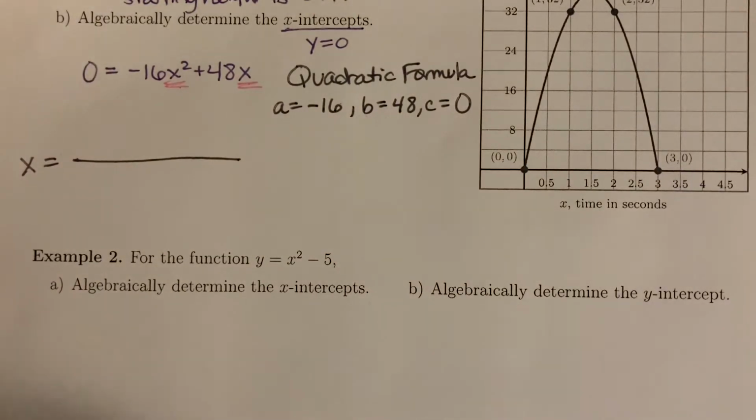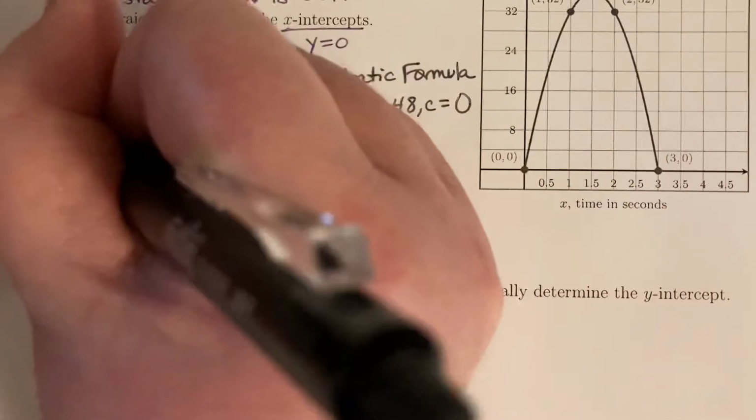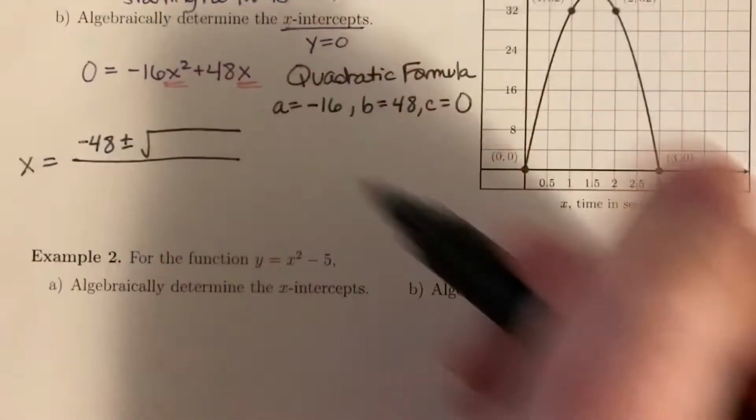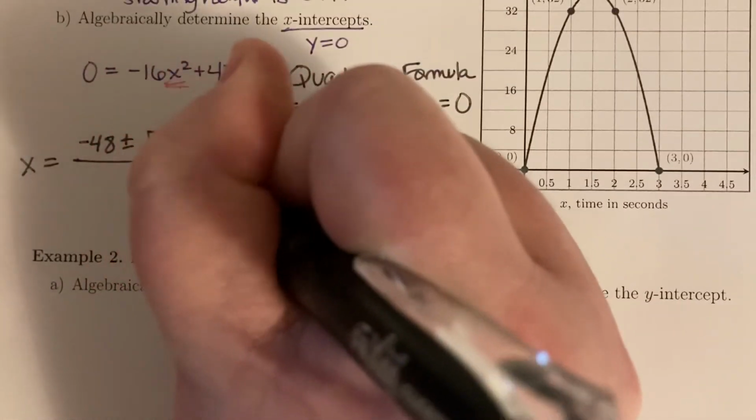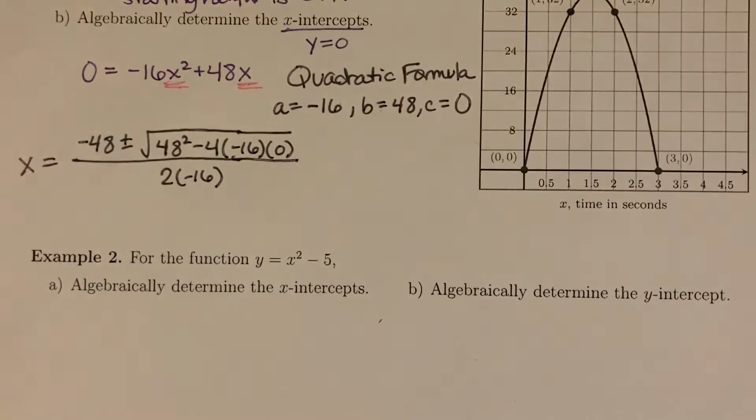Try writing the formula on your paper right now if it's something that you need to keep practicing with. So it's opposite b, so negative 48 plus or minus the square root of b squared, 48 squared, minus 4 times a times c, all over 2 times a. So first, just plug it in, make sure everything's in the right spot.